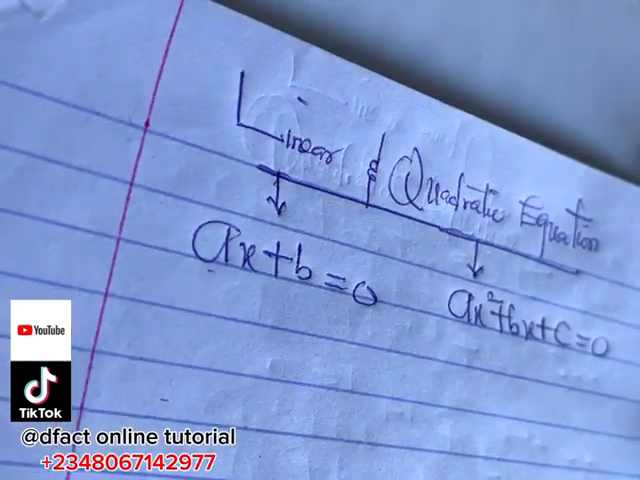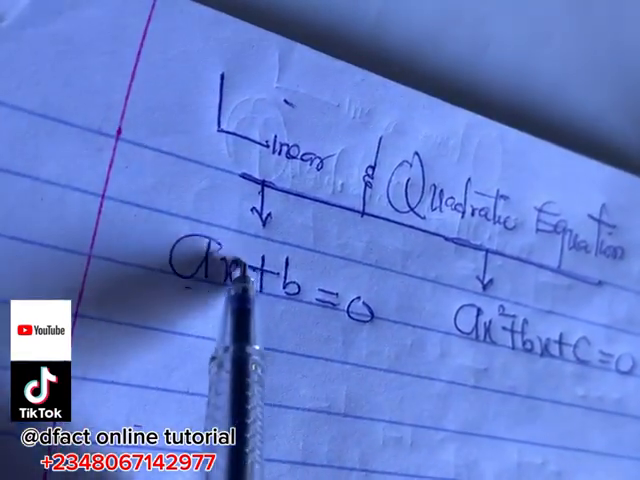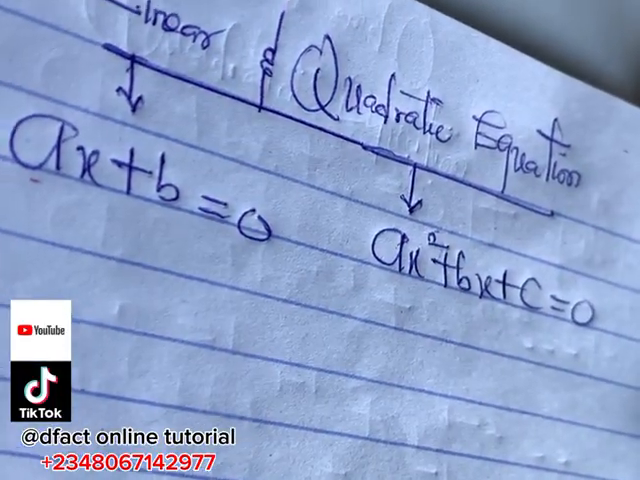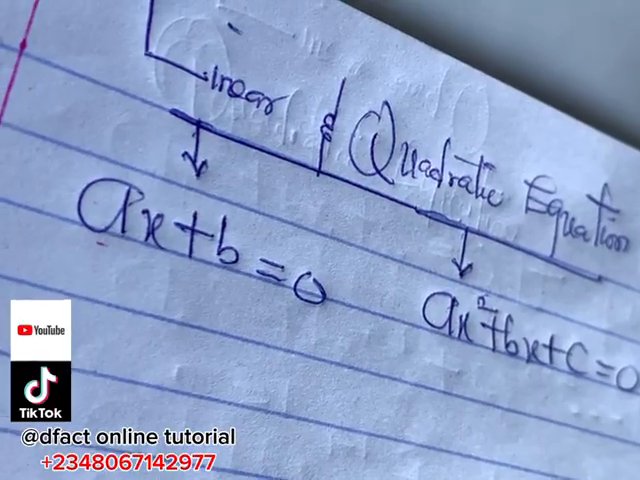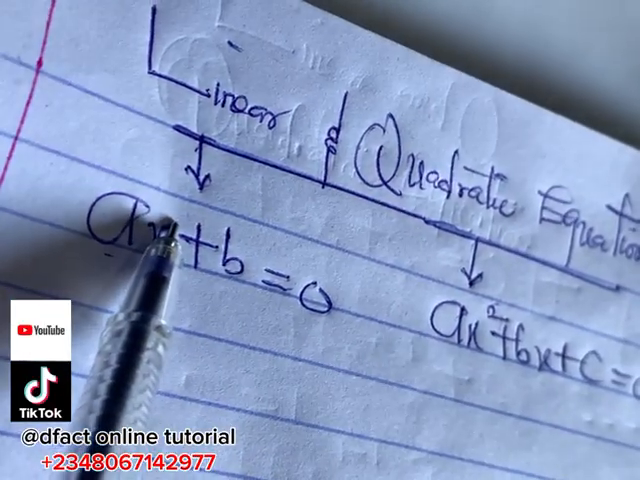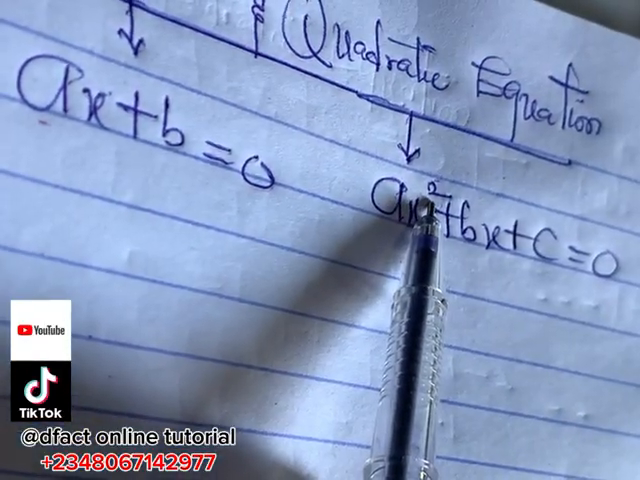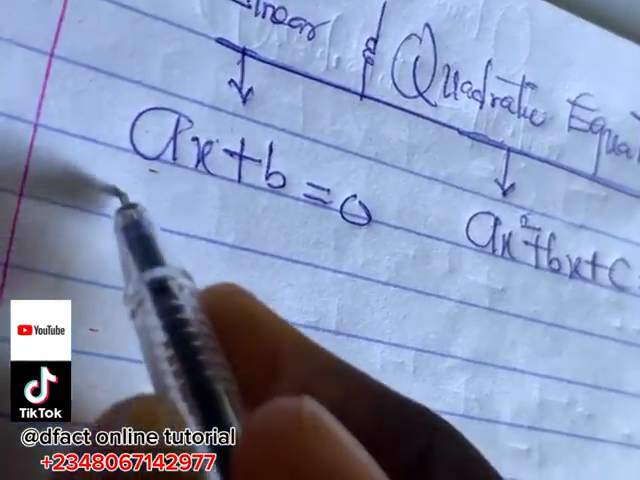If you look at this linear, the maximum power of its variable is what? Is 1 here. So quadratic, the maximum power of its variable is what? Is 2. That means anytime you are talking about a linear, the maximum power is 1. Quadratic, the maximum power of its variable is what? Is 2.